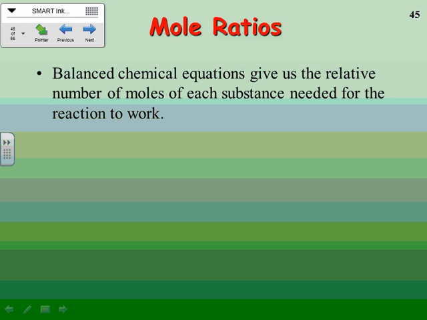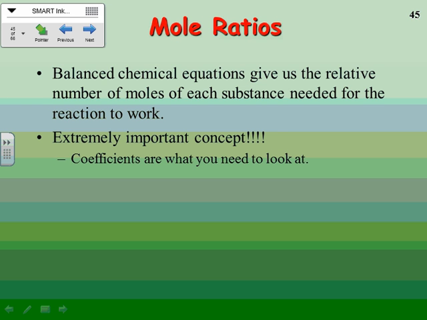Okay? So it's basically telling us how much of each reactant we need. And this is a really important concept to understand for the rest of stoichiometry. And this is going to come from the coefficients. Okay? So the coefficient in the balanced chemical equation tells you the mole ratio.